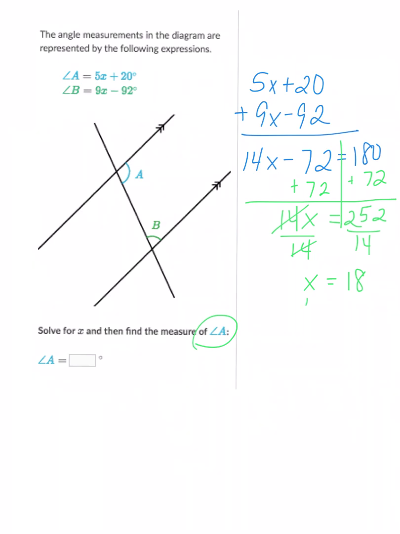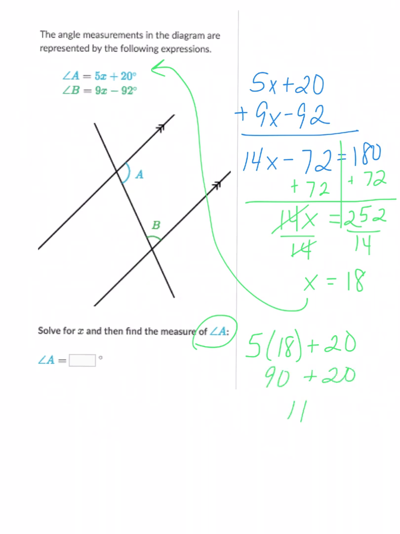So I'm going to take 18 and plug it into x back up here. So now instead of writing 5x, I'm going to write 5 times 18 plus 20. And then I'm going to take my calculator. 5 times 18 equals 90, plus 20 is 110. And that goes in the box right here.